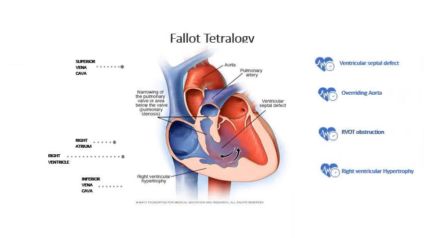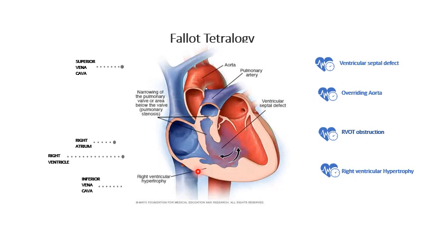There are four anatomical components. The first one is a large VSD, ventricular septal defect. The second is overriding of the aorta, which means that the aorta is situated on the VSD and not completely on the left ventricle. The third component is the right ventricular outflow tract obstruction. And the fourth component is the right ventricular hypertrophy.